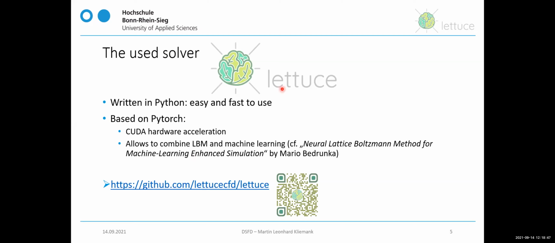As my solver, I used the solver LettuceDNS, which is developed here at the University of Applied Sciences Bonn-Rhein-Sieg. It has the advantage that it's written in Python, so it's easy and fast to use, for example, for rapid prototyping. But it's also based on PyTorch, so it supports CUDA hardware acceleration, and it also allows combining the Lattice-Boltzmann method and machine learning, which will be demonstrated, for example, by Mario Bedrunka in his upcoming talk, Neural Lattice-Boltzmann Method for machine learning enhanced simulation. If you're interested, you can check it out on GitHub.